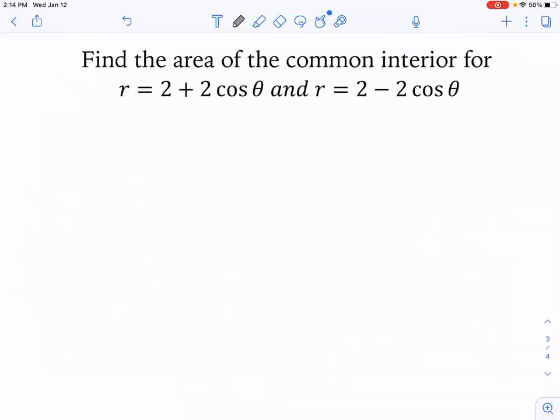Write this down. What does the word common mean?